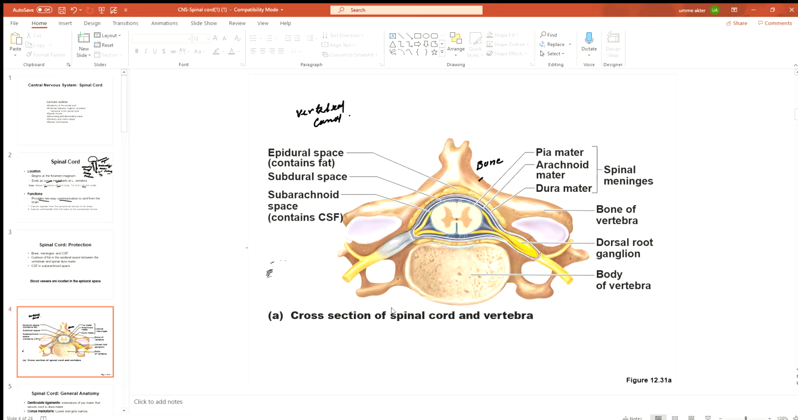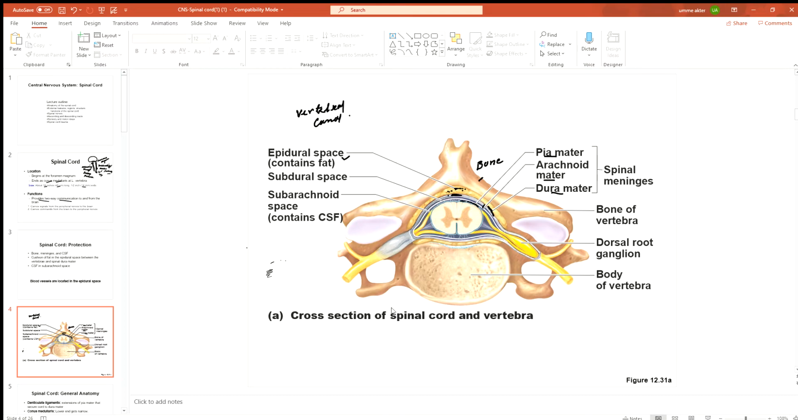And then under the bone, you have a layer of fat in the epidural space. That means outside of the dura mater. This is the dura mater, and this is the epidural space containing fats. So that is the second protection. And then you have the dura mater, the thickest layer of meninges. In the meninges there are three layers. You have learned from the brain. Outermost is the dura mater, and then you have the arachnoid mater, and then the pia mater. Pia mater is the innermost and thinnest one, which is directly attached to the surface of the spinal cord.